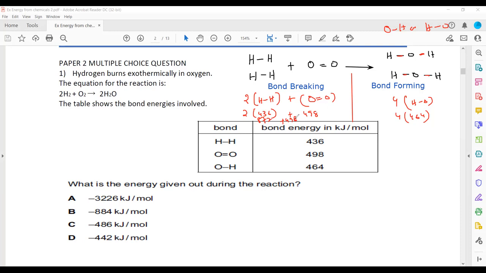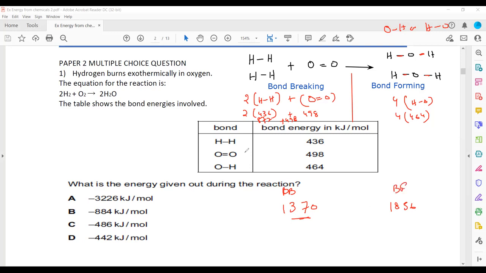So 498 plus 872 gives 1370. That's the bond breaking. About bond forming, it will be 4 multiplied by 464, so it is 1856. That's the bond forming.